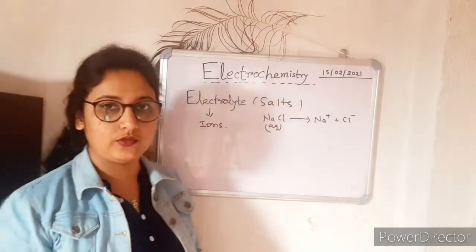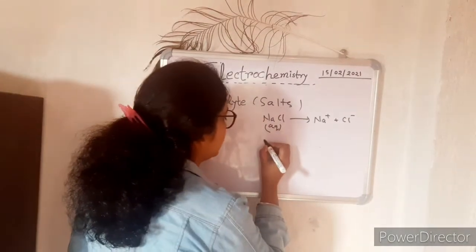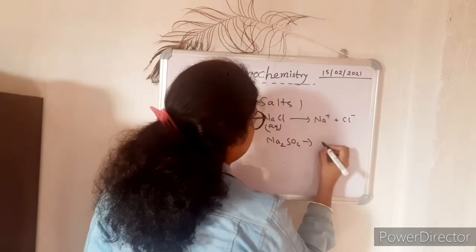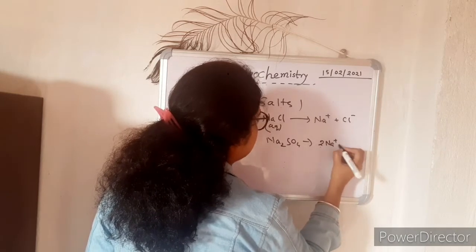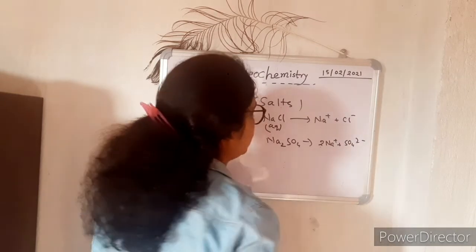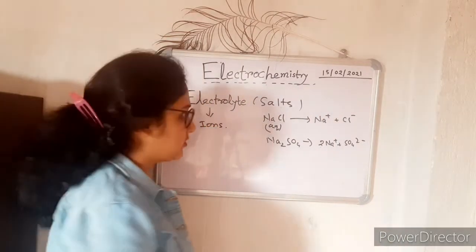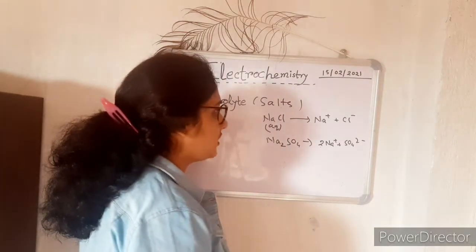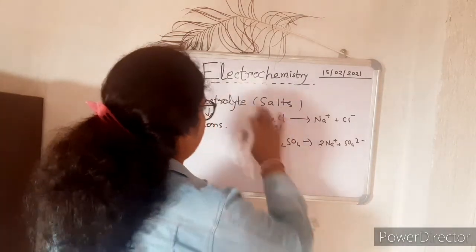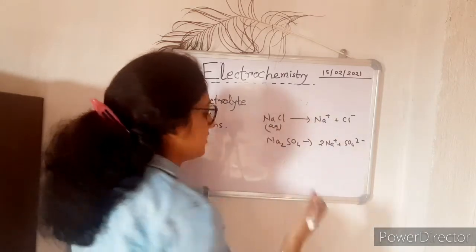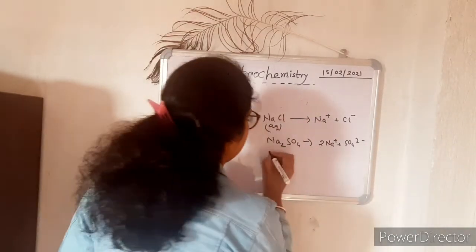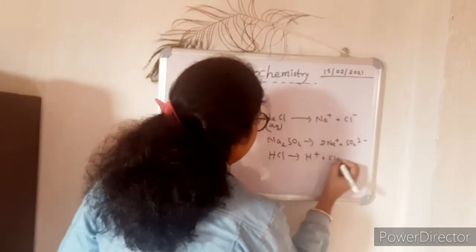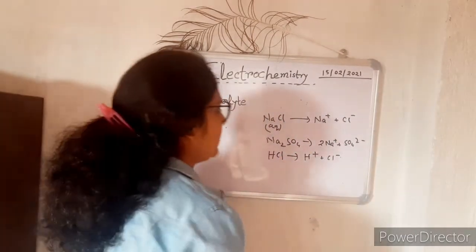These are actually known as electrolytes. Another is Na2SO4. Now this can form 2 Na+ and SO4 2-. So this is also an electrolyte in the solution phase. This can dissociate into these two terms. Not only salt, there are many things which can act as electrolytes. Like if we are using HCl, which is a strong acid, it will dissociate to H+ and Cl- in the solution state. So HCl is also an electrolyte.